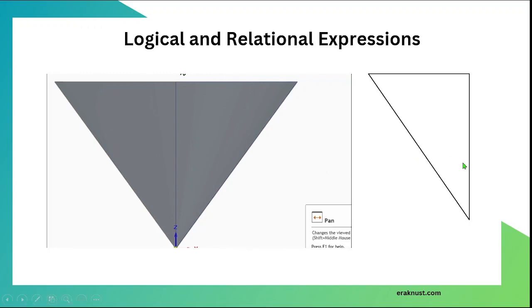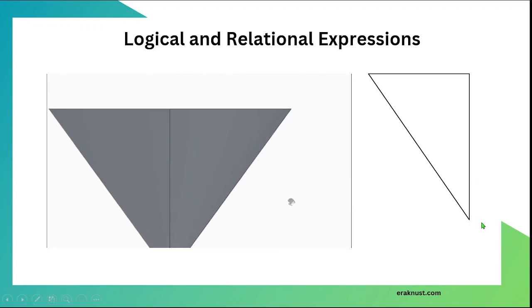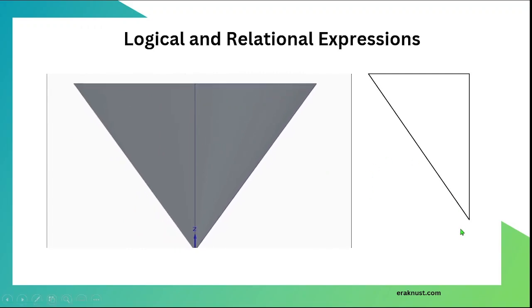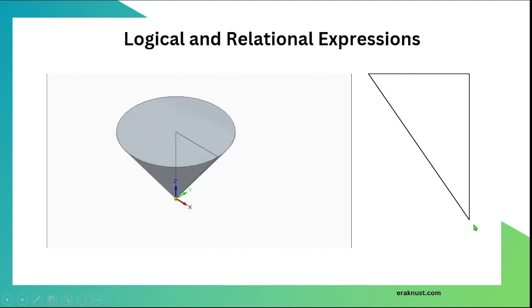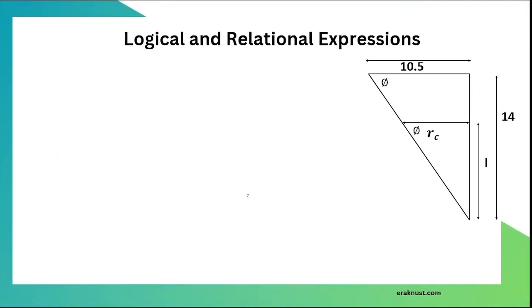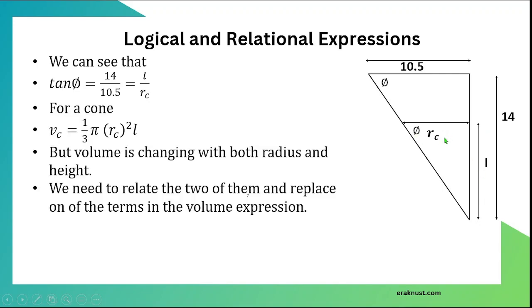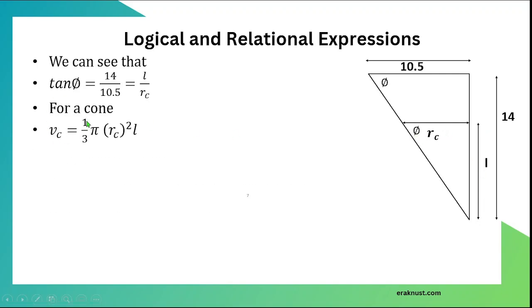Okay, so we can get into the rest of the calculations now. So this is what we have. And we know that if we are looking at this in terms of geometry, tan theta is going to be 14 over 10.5, which is the same as L over RC, right? So for a cone, the volume is 1 over 3 pi r squared L.